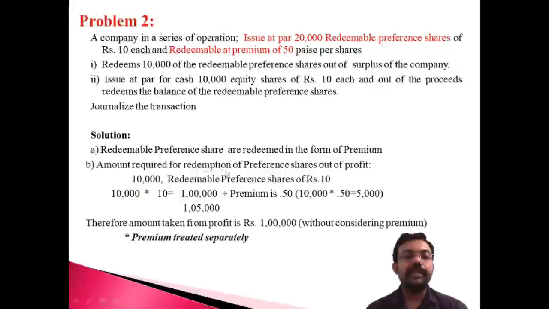This is the amount required for the redemption of the preference shares out of profit. 10,000 redeemable preference shares of ₹10 each, because face value is always 10, and 10,000 into 10 is 1 lakh, plus premium 50 paise, redemption in the form of the premium 50 paise. So it is 0.5. That is 1,05,000 including the premium, and therefore the premium is always treated separately. Therefore the amount taken from the profit, 1 lakh മാത്രം എടുക്കാം. ഫേസ് വാല്യൂ എമൗണ്ട് മാത്രം എടുക്കുന്നുള്ളൂ. എപ്പോഴും നമ്മൾ എടുക്കാൻ പാടുള്ളൂ without considering the premium, because premium is always treated separate. പ്രീമിയത്തിന് നമ്മളിപ്പോൾ സെപ്പറേറ്റ് ആണ് ട്രീറ്റ് ചെയ്യാം.